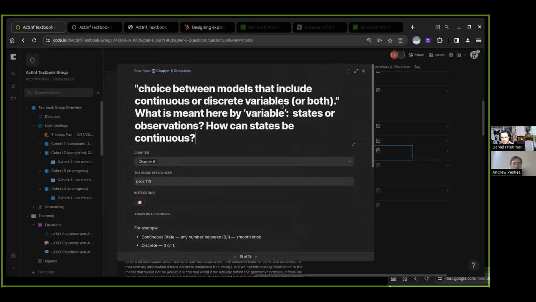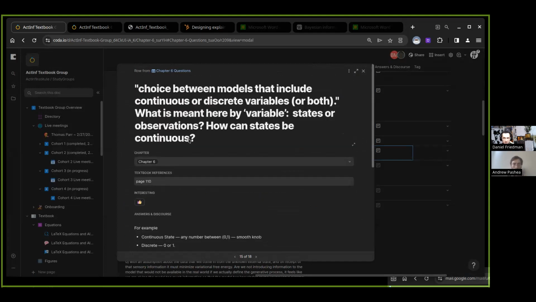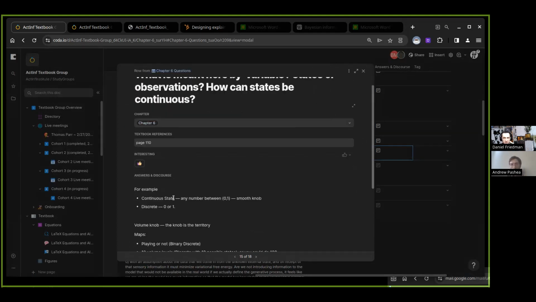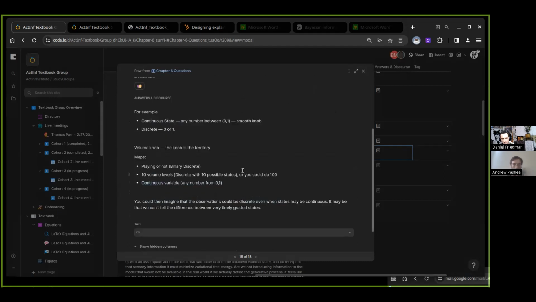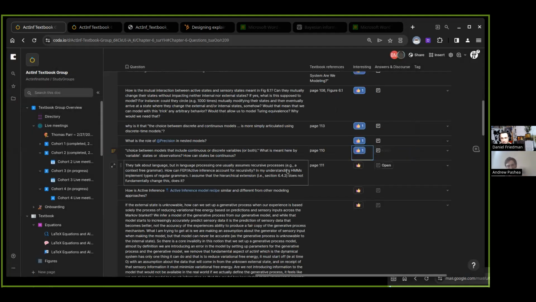Models that include continuous or discrete variables or both. What is meant by variable? States or observations. How can states be continuous? As those here are probably familiar with, states or observations could be discrete, like 0 or 1, or any integer, or it could be a continuous number. Computers discretize continuous functions to approximate them. But there are so many exciting directions with unconventional computing, analog computing, mem computing, etc., that there's more to it, but simply it could be any type of variable.